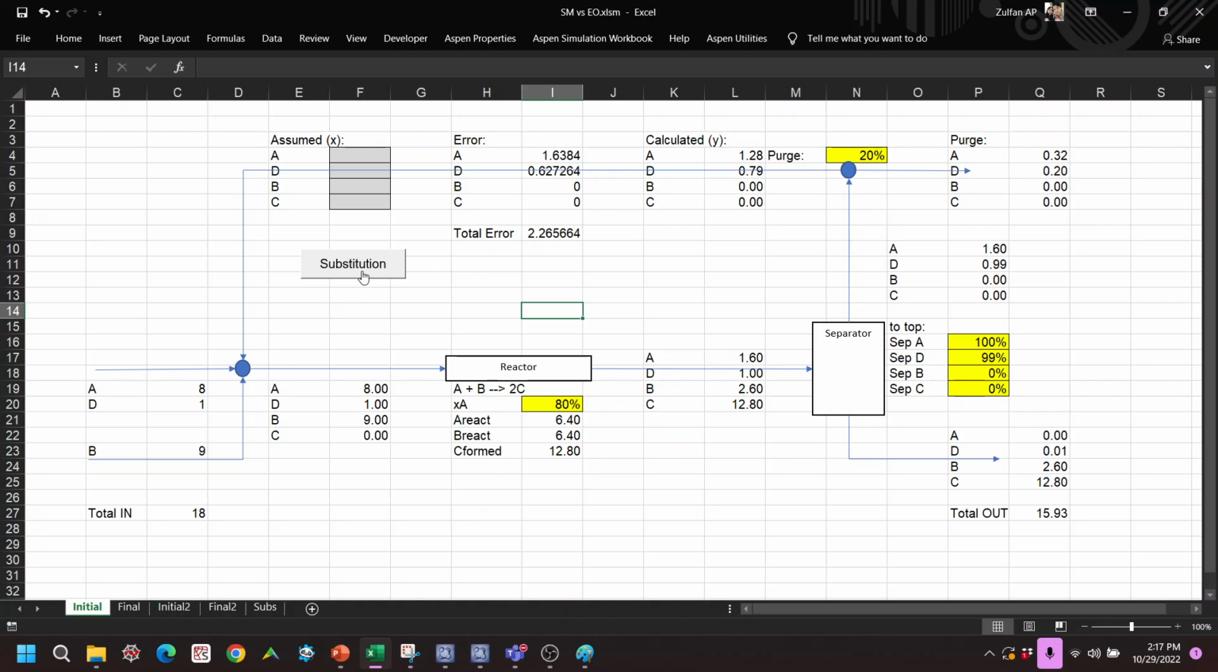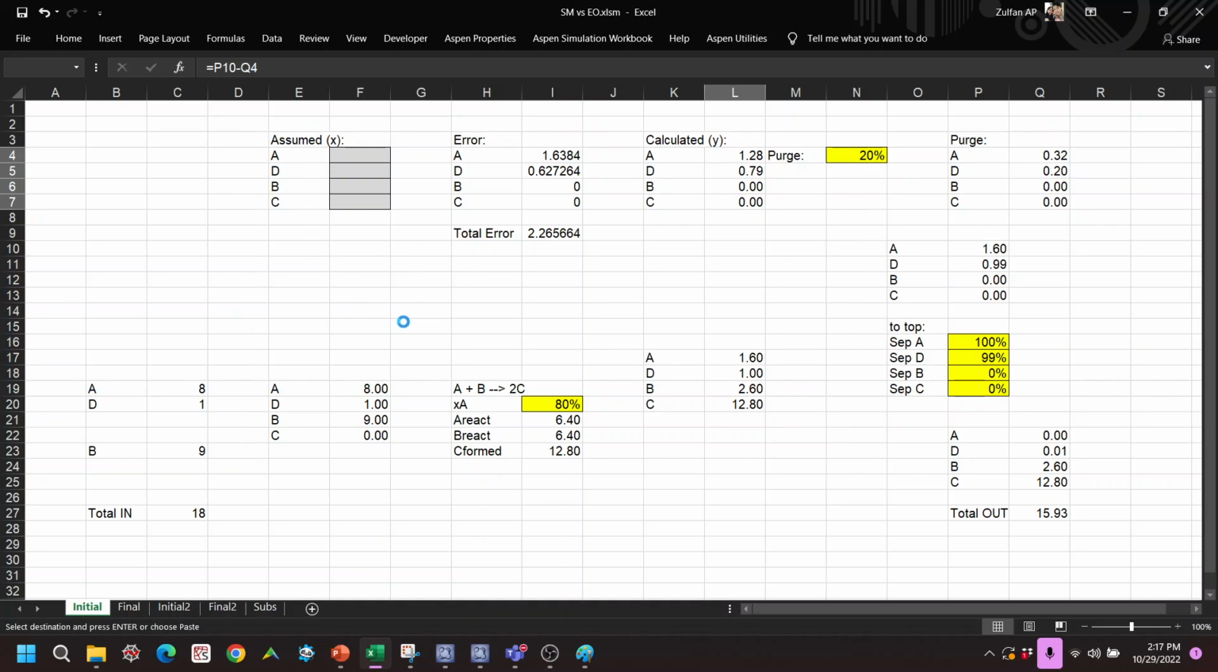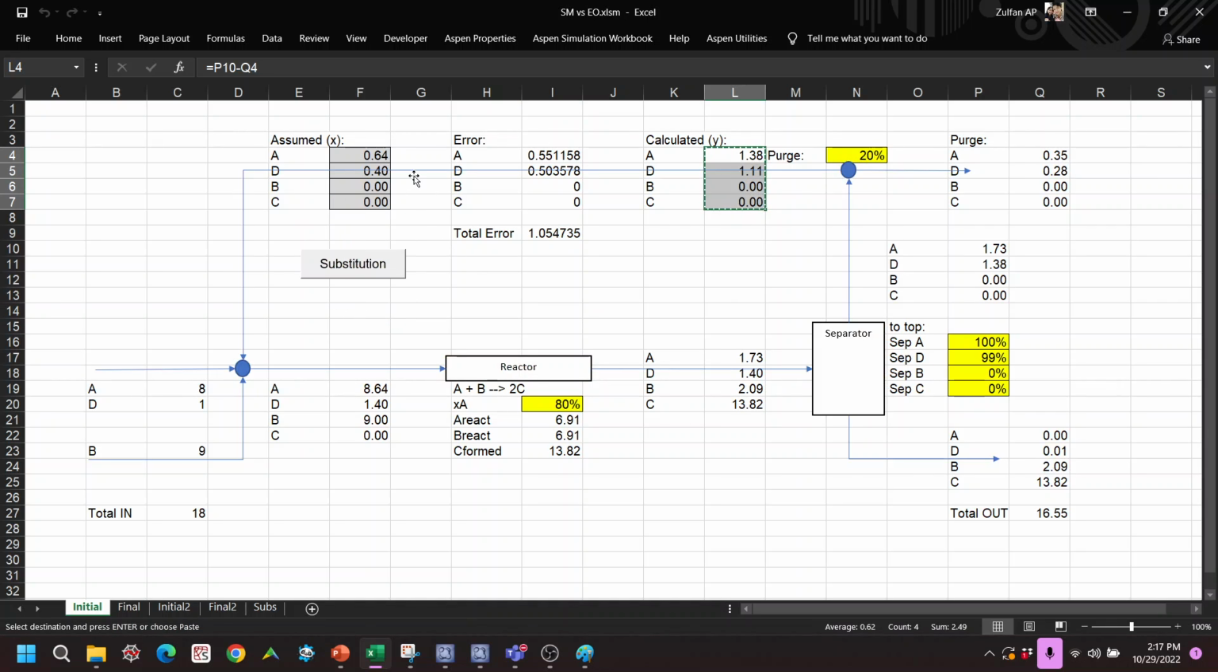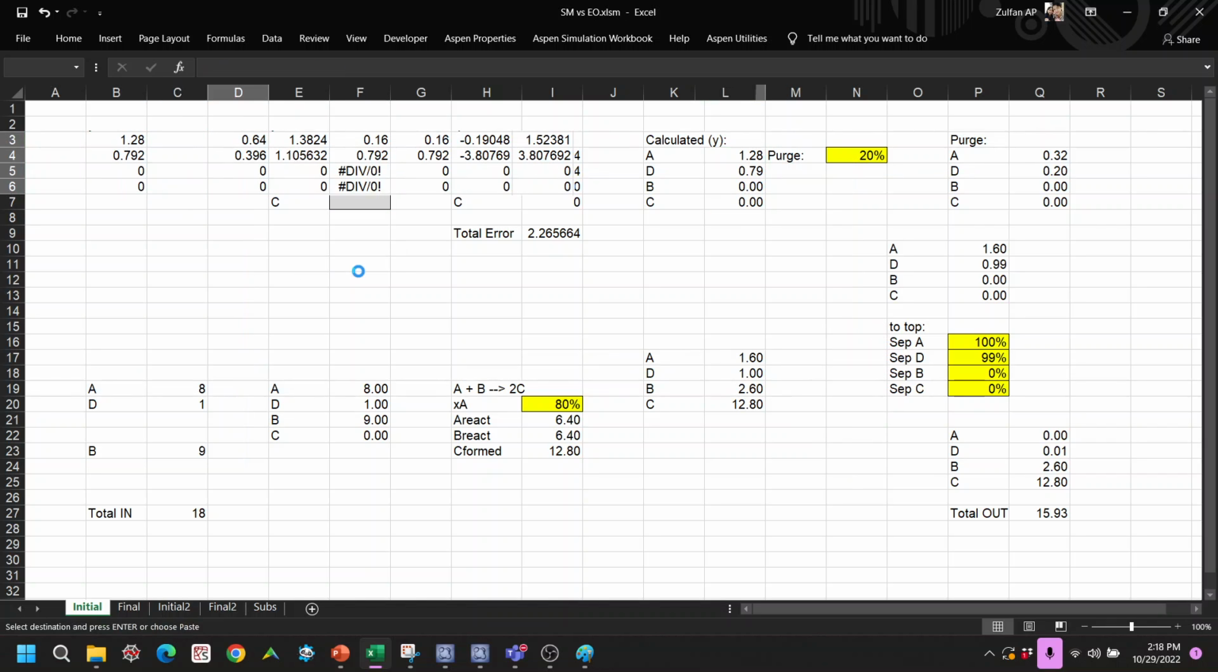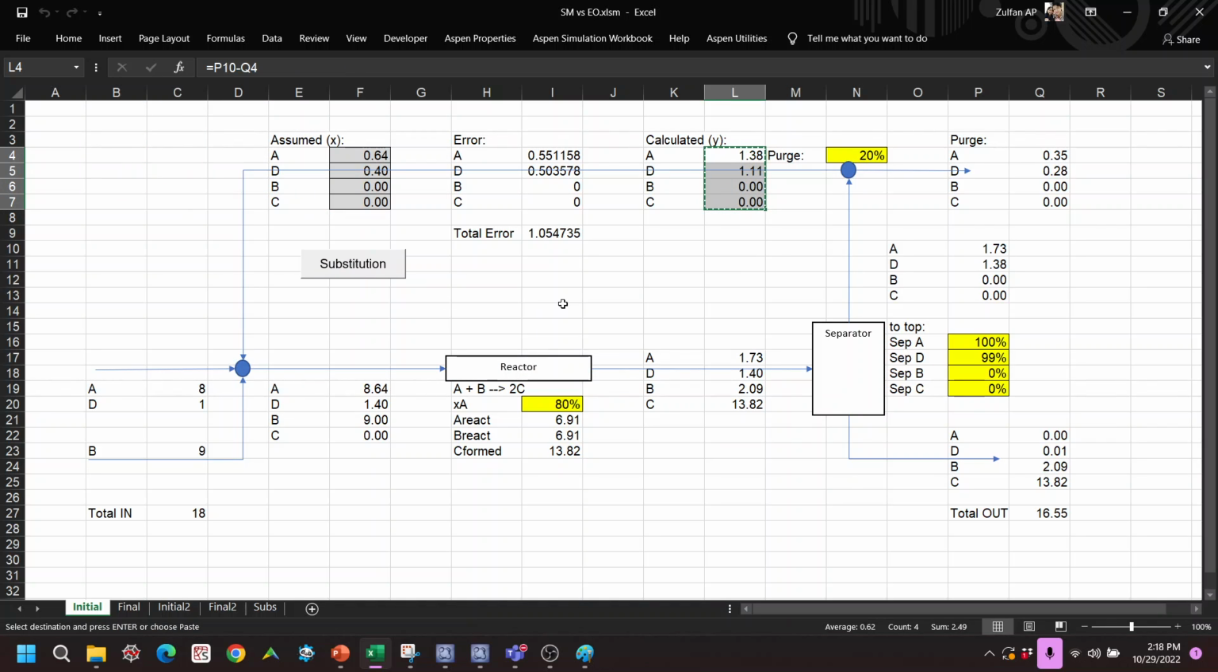Nonetheless, if I click this, it will do something, and then it will update this to 0.64, 0.4, and so on and so forth, and it will then make the same calculations up until here. So the calculated value will become a new number, right? You can see the error. The error was 2.26, and then if we do the substitution, it's very slow because I'm running another simulation. So the error drops from 2 to 1, right?